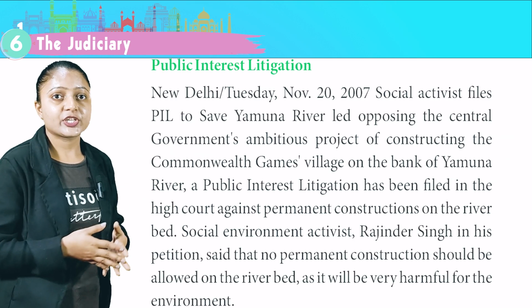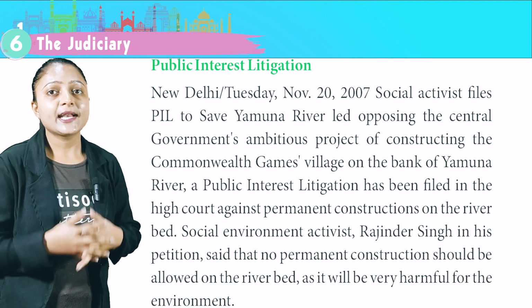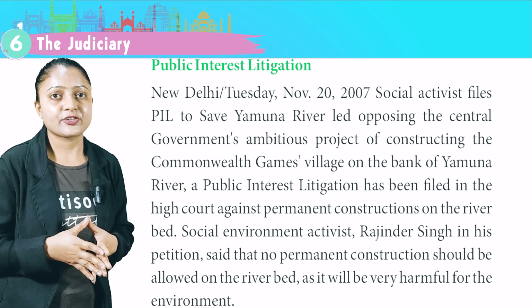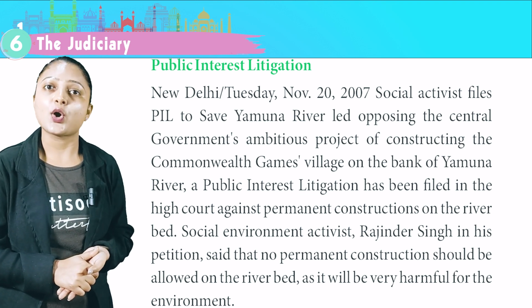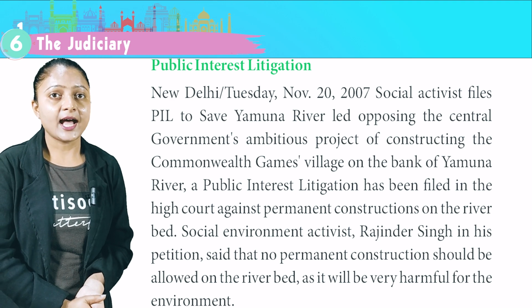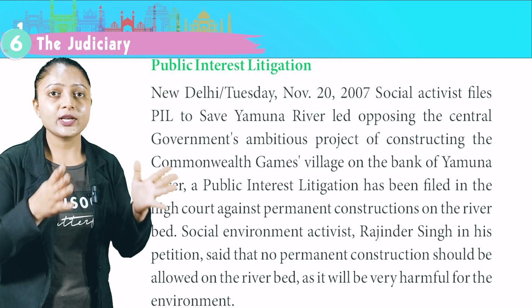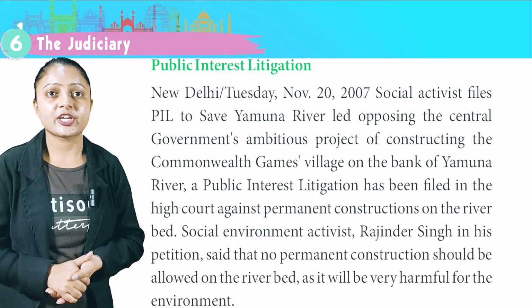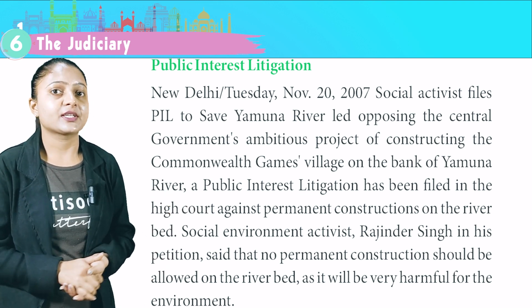Public interest litigation. New Delhi, Tuesday, November 20, 2007. Social activist files PIL to save Yamuna River, led opposing the central government's ambitious project of constructing the Commonwealth Games village on the bank of Yamuna River. A public interest litigation has been filed in the High Court against permanent construction on the riverbed. Social environment activist Rajinder Singh in his petition said that no permanent construction should be allowed on the riverbed as it will be very harmful for the environment.